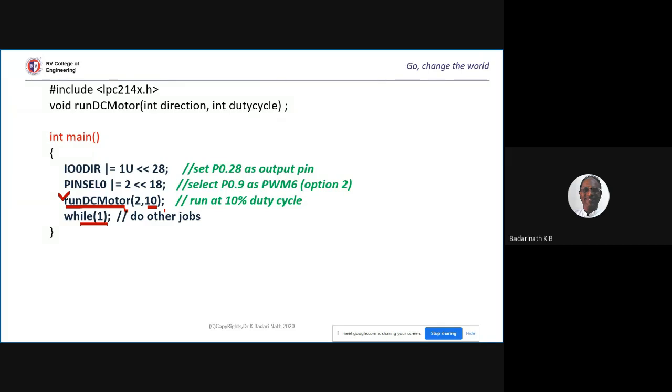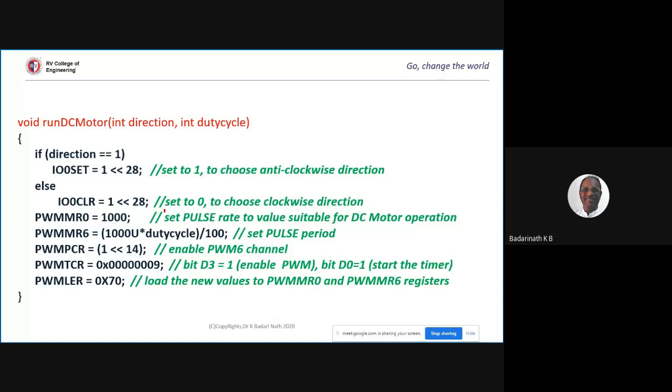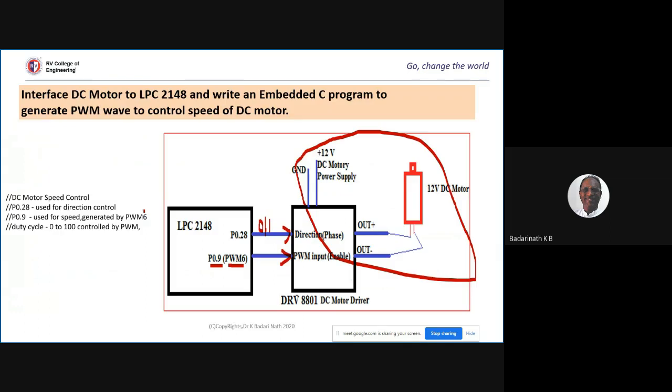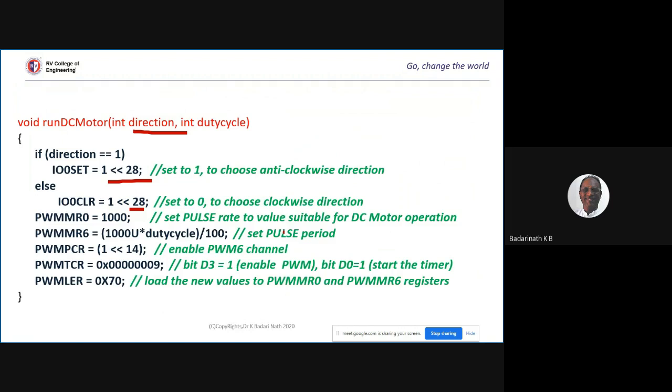Now we'll see how I wrote RunDCMotor. It is a direct program. What is the direction? If the direction is 1, I'm setting that bit to 1, otherwise I'm clearing the bit. Why have I set it? Because I've used P0.28 here. These are the same pins we used in the lab kit also, which is why we have taken the same pins. P0.28 is a GPIO pin which controls whether the direction of the motor is clockwise or anti-clockwise. So if it is 1, I set that bit, otherwise I clear the bit.